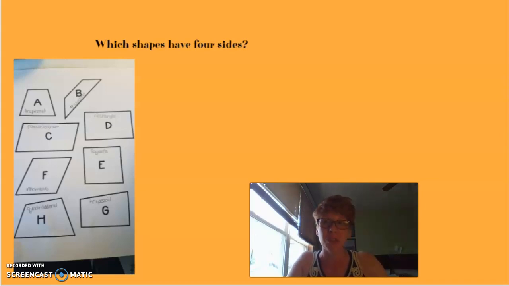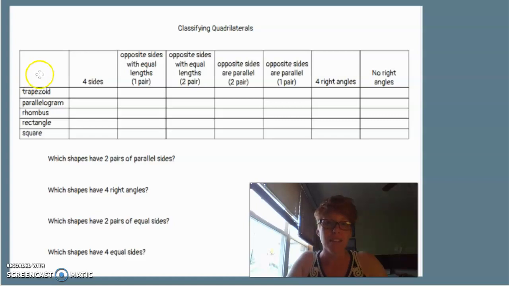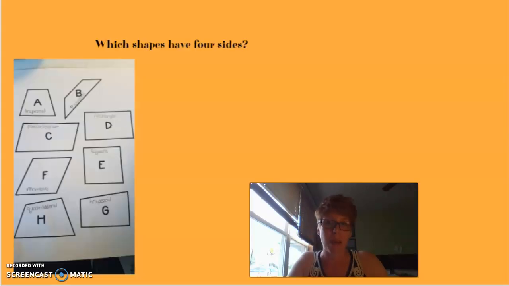Now I want you to go back to the paper and find the 4 sides column. It's the first one. Now I need you to make a check mark next to each of those shapes that have 4 sides. So look at the name on all of the shapes you have in front of you. I'm going to go back to them.